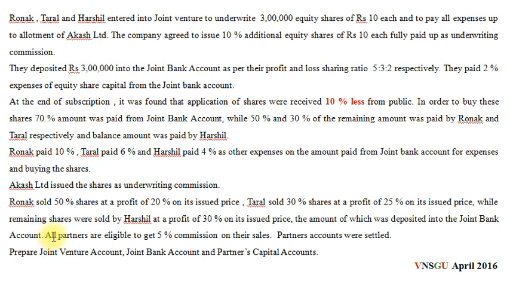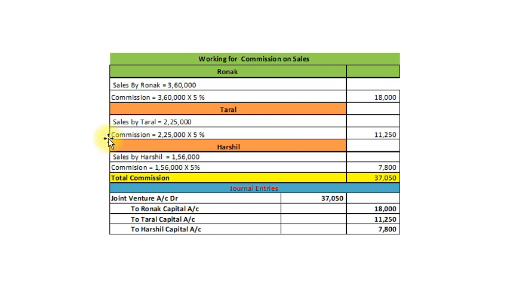is all partners are eligible to get 5% commission on their sales. Now let us see the working for commission on sales made by co-venturers. Here sales made by Ronak is 3 lakh 60,000. So 5% of 3 lakh 60,000 amounts to 18,000. Then sales by Taral is 2 lakh 25,000. So 5% of 2 lakh 25,000 commission amounts to 11,250.